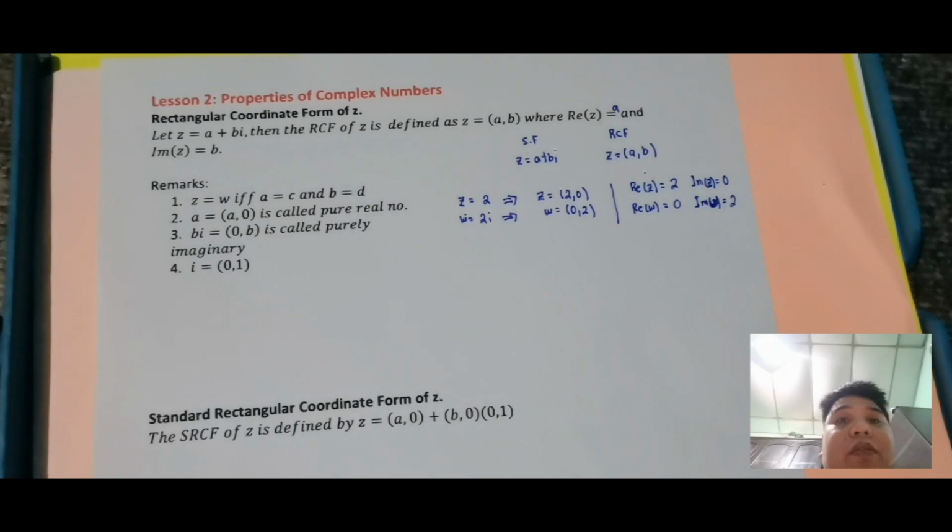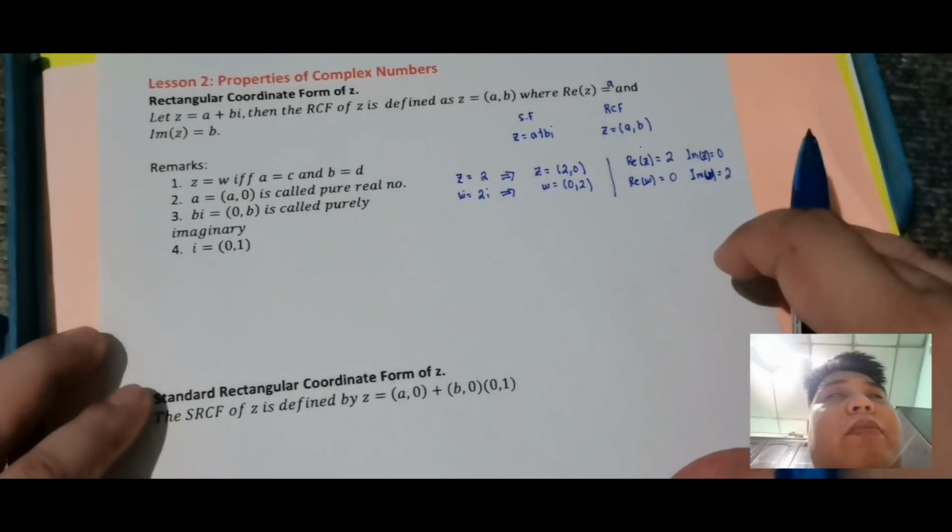So that is yung 3 bi. Then last is yung i. So kung yung i natin dati is square root of negative 1, dito naman yung i natin pag in terms of rectangular coordinate form, that is 0, 1. So, huwag kakalimutan yung bagay na yan. Okay guys. So, example pa tayo. Konti. So, parang convert lang natin.